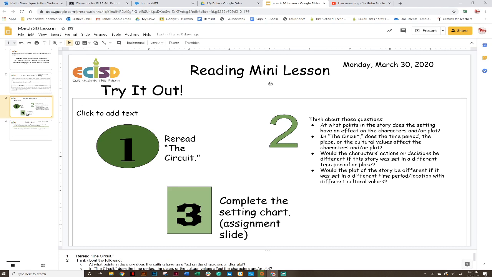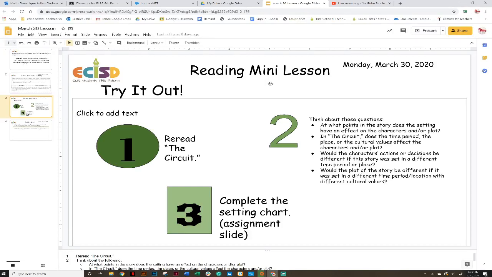At what point in the story does the setting have an effect on the characters or plot? In The Circuit, does the time period, the place, or the cultural values affect the characters and or plot? Would the characters' actions or decisions be different if this story was set in a different time period or place? Would the plot of the story be different if it was set in a different time period or location with different cultural values?